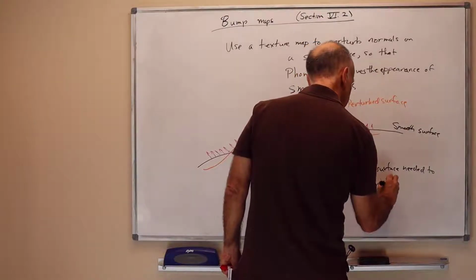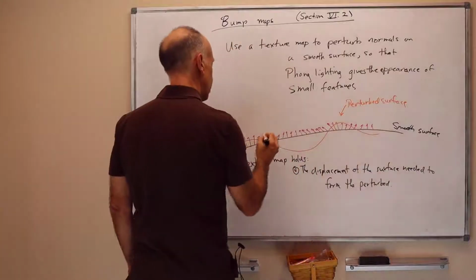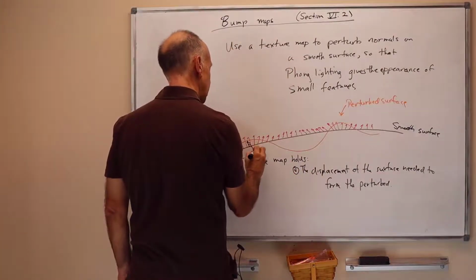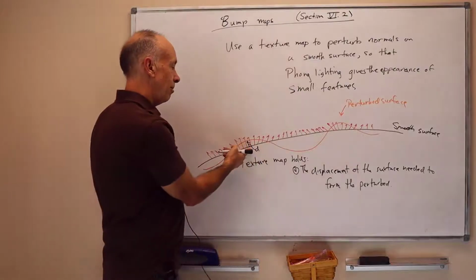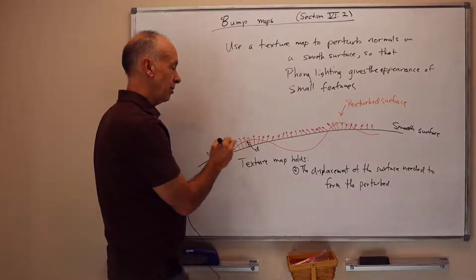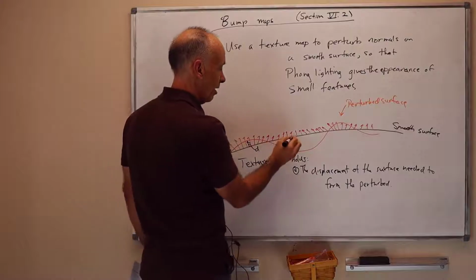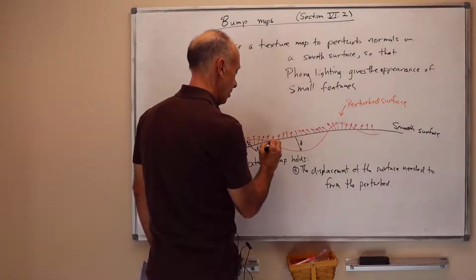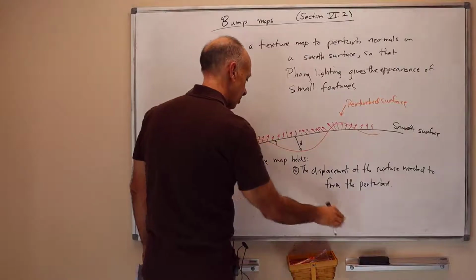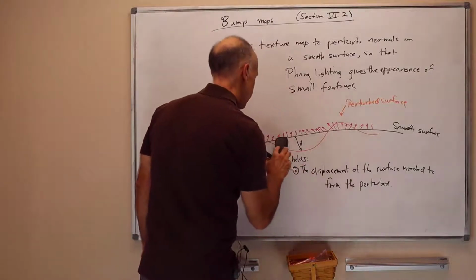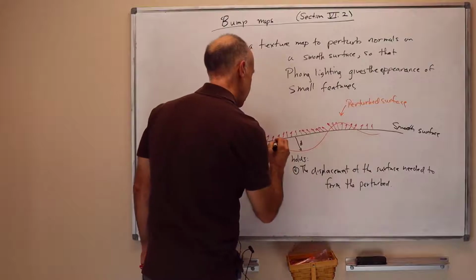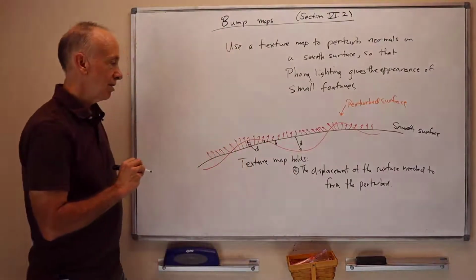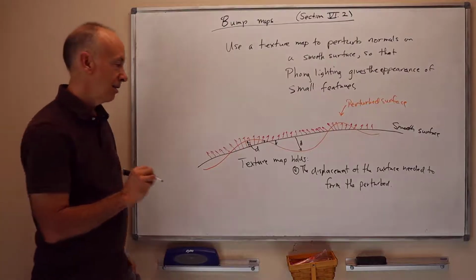So the displacement value would just be a single scalar, a distance. I'll draw it here in black: the displacement would be the distance, d, needed to go from the smooth surface up to the perturbed surface. So this d could be a positive value going upward, d could be a negative value going downward, d could be close to 0 where the two surfaces cross, or it could be exactly equal to 0 where they do cross. So we could just store these d values in the texture map.